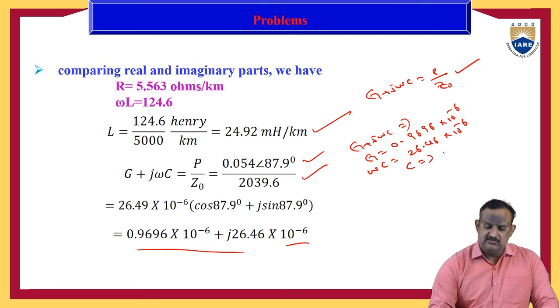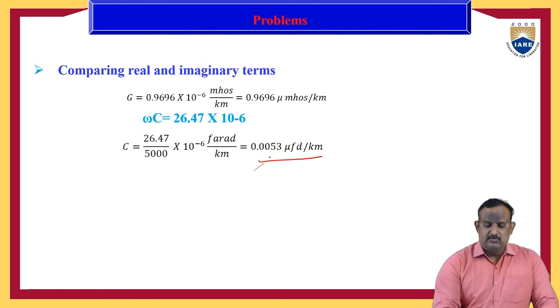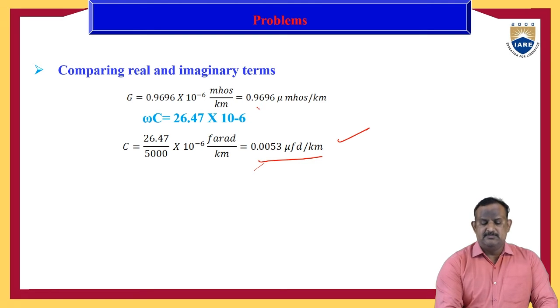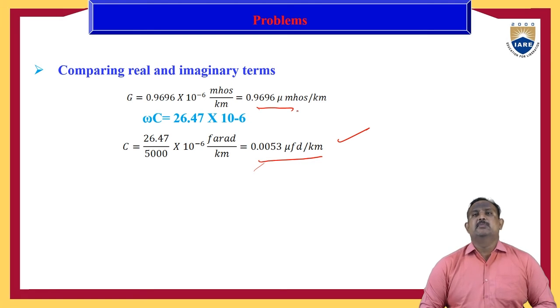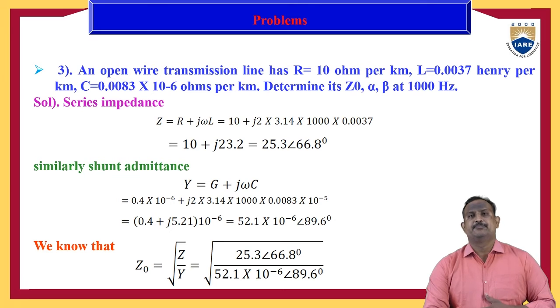Therefore, capacitance C is equal to 26.46 into 10 power minus 6 divided by the omega value, which is approximately 5000. After simplification, C is 0.0053 microfarads per kilometer and G is 0.9696 micromhos per kilometer. In this way, you can find the primary constants of a given transmission line.